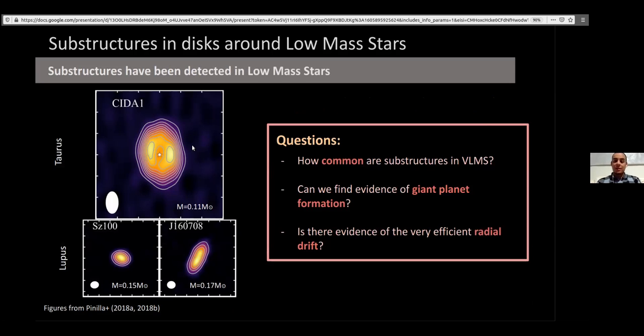So we have the next questions. We don't exactly know how common substructures are in very low mass stars. Also, we have found some giant planets orbiting M dwarfs. So can we find any evidence of giant planet formation around them? And finally, is there any evidence of this very efficient radial drift that we expect?